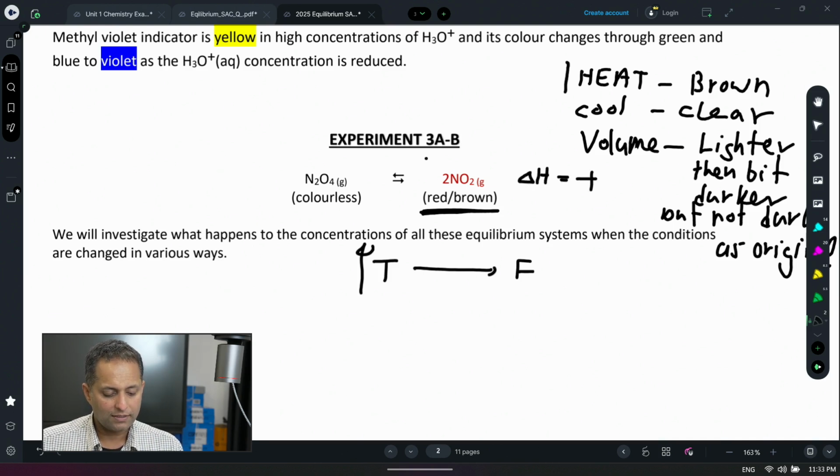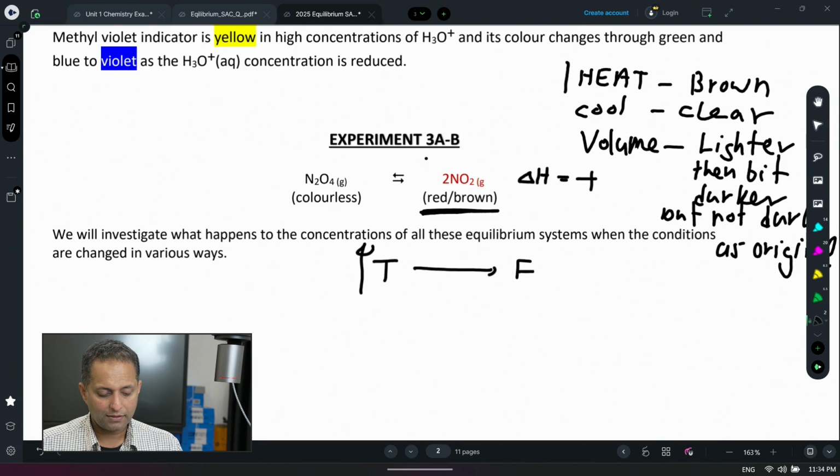So the reverse reaction is the exothermic reaction. Is that clear to you? Okay, that's what has happened. When the system is cooled, as you can see, the reverse reaction is favored because it is exothermic, and the brown color intensity decreases. It is going to go towards the colorless side.